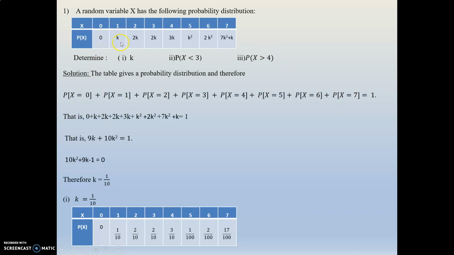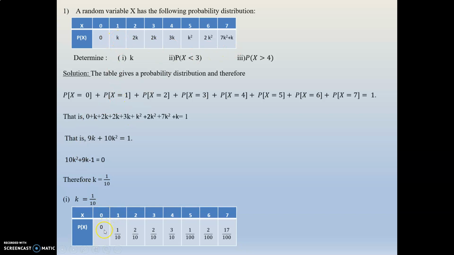So 0 plus k plus 2k plus 2k plus 3k plus k square plus 2k square plus 7k square plus k, that is equal to 1. Adding, we will get 9k plus 10k square equal to 1. Solving, 10k square plus 9k minus 1 equal to 0 will give you two values. We are taking the positive one, so k is equal to 1 upon 10. That is the value. After getting the k value, you have to substitute it in this table.